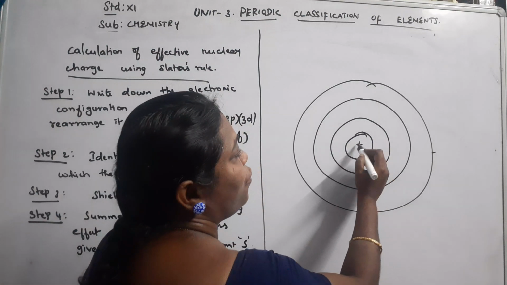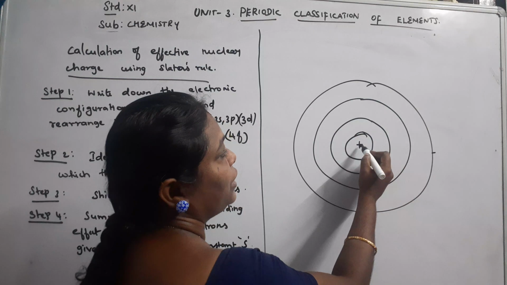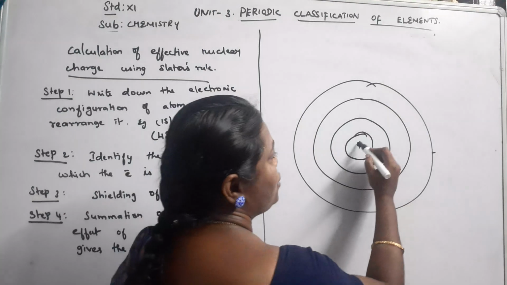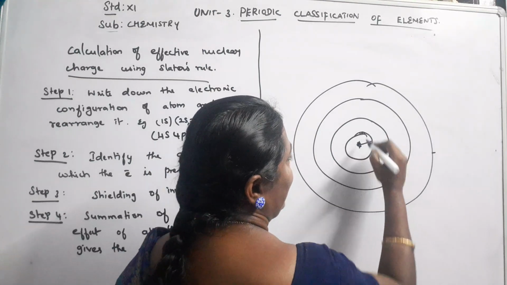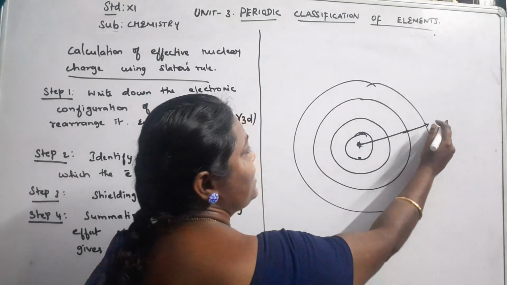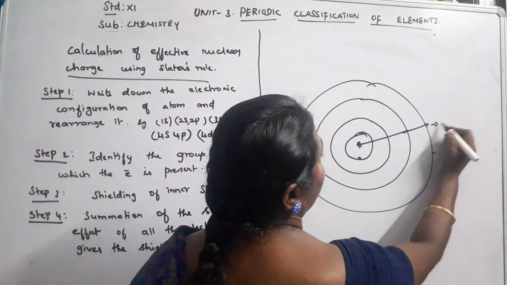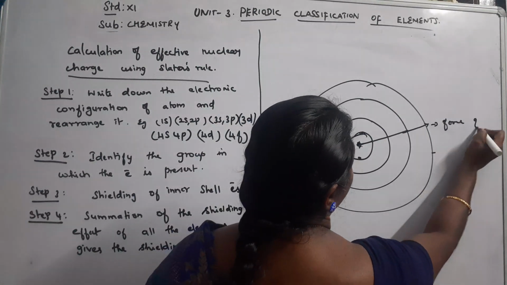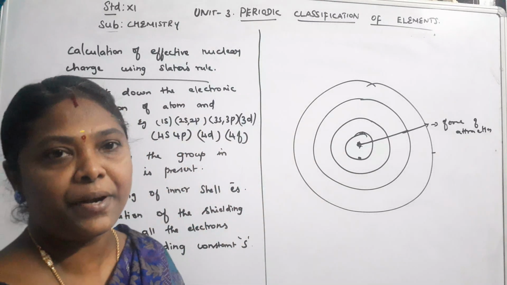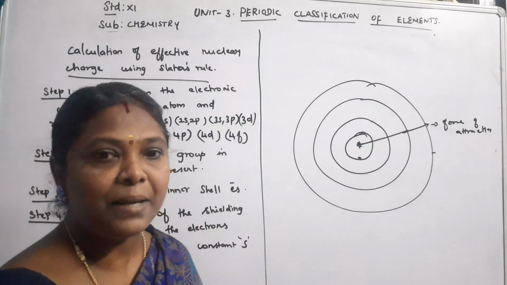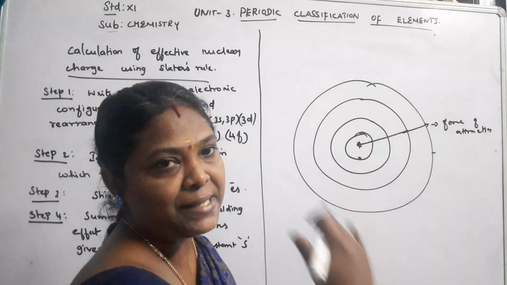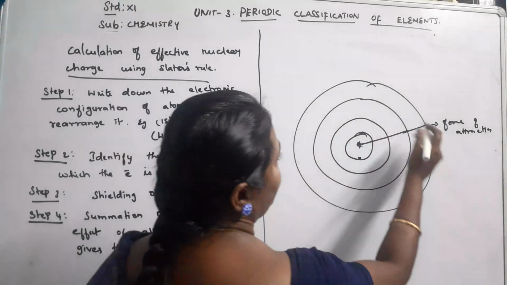Therefore, there occurs a force of attraction between the nucleus as well as the electrons in the orbits of these shells. In addition to the force of attraction, I told you there also exists some repulsive force between the electrons and the electrons present in the inner shells, isn't it?